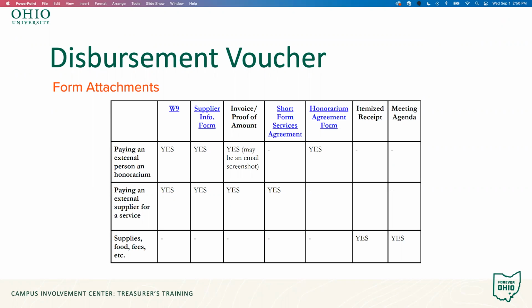Within the treasurer's manual, you'll also find this chart. It looks a little scary when you first look at it, but it kind of guides you through some of the forms that you may need and that you'll need to upload into that disbursement voucher. If you were paying somebody like a person, say an honorarium, if you had a speaker come in, we would need a W-9, the supplier info form, proof of amount. That could be a simple email that says they want $500, and an honorarium agreement form. So this chart walks you through what you would need in certain instances. So do take a look in the treasurer's manual, and feel free to book an appointment if you have any questions.